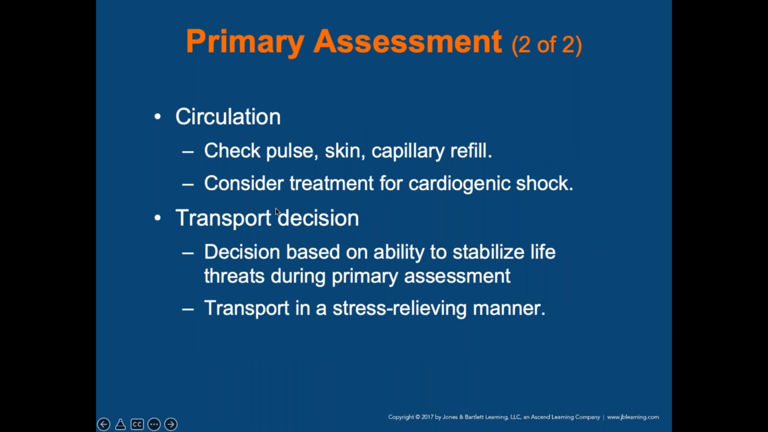Assess the patient's circulation, pulse, rate, rhythm, and quality, skin color, moisture, temperature, cap refill time. Consider treatment for cardiogenic shock early to reduce the workload of the heart. So you want to position the patient in a comfortable position, usually sitting up and well supported. Make a transport decision based on whether you are able to stabilize life threats during the primary assessment.